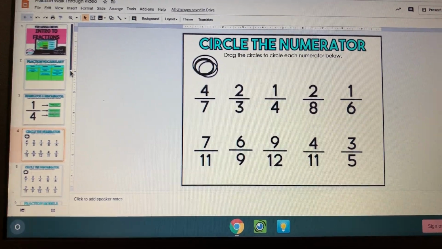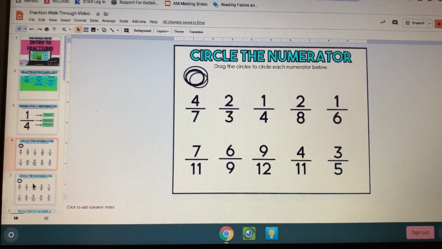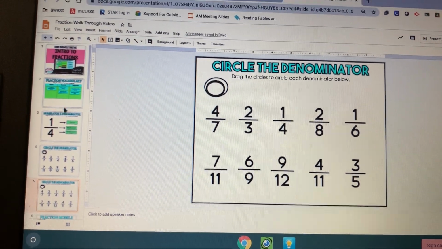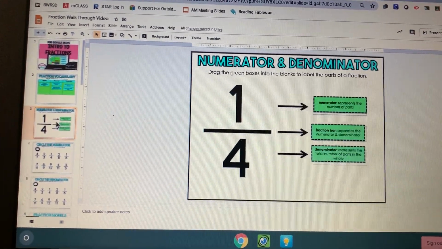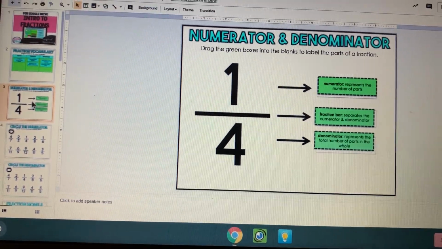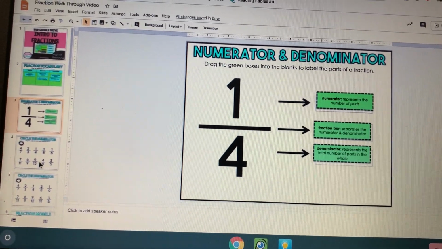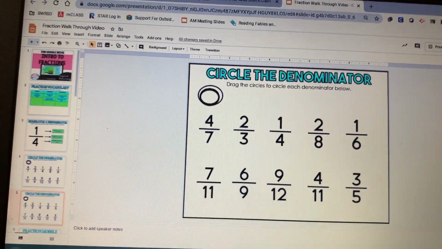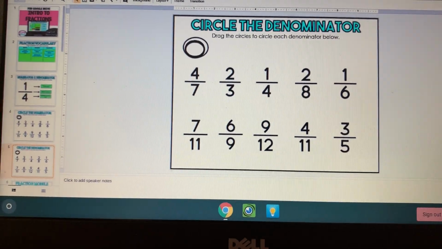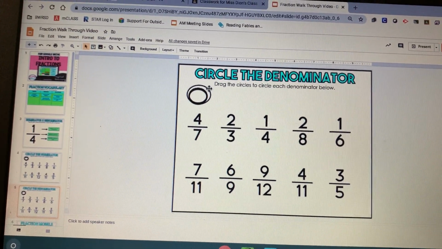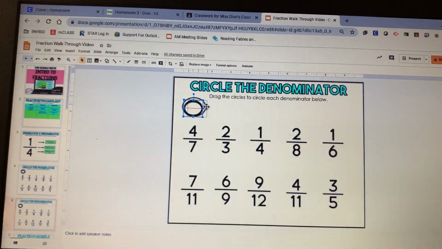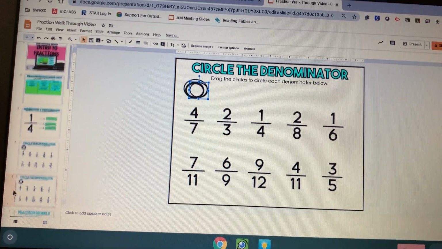Now obviously, on this slide you're circling the numerator, and on the next slide you're going to be circling the denominator. And again, if we click back to that vocabulary page, denominator represents the total number of parts. So now you're looking at the total number of parts altogether. So you're going to click and drag just like we do with the numerators, and you're going to circle the denominator.